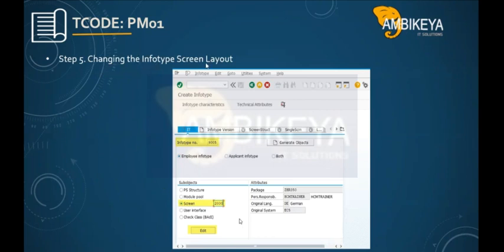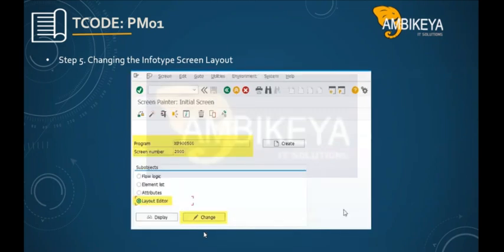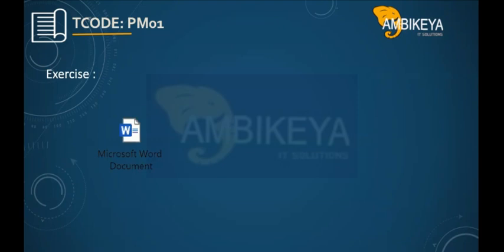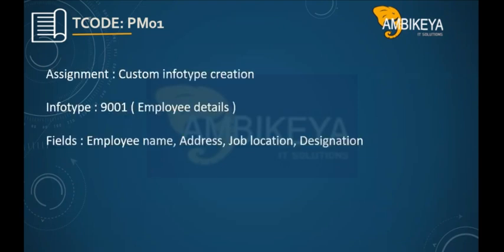Fifth step, infotype screen layout. Here give the screen number 2000 and click on edit. If you click on edit and go into the layout editor, you will get the editor, right? So then go to PA30 and try to create the record.